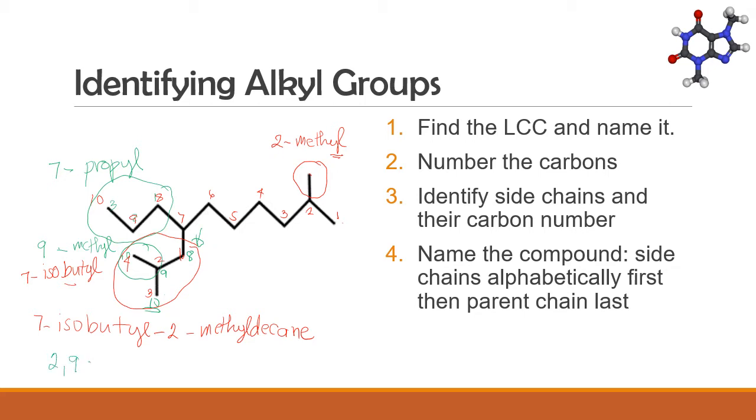2,9-dimethyl-7-propyldecane. Both of these names are correct. These two structures are actually isomers. We will discuss isomers later.